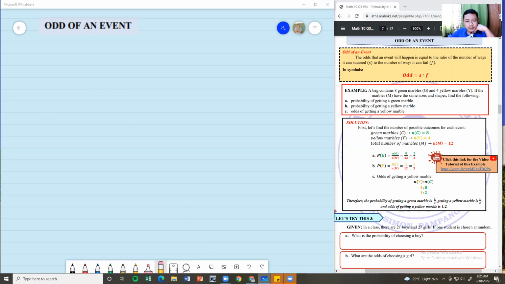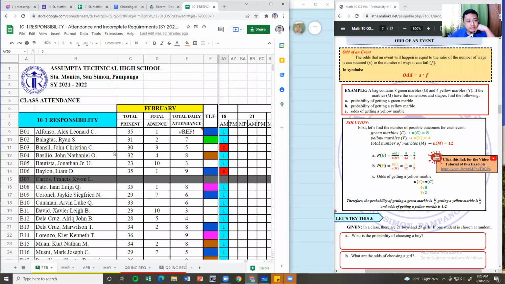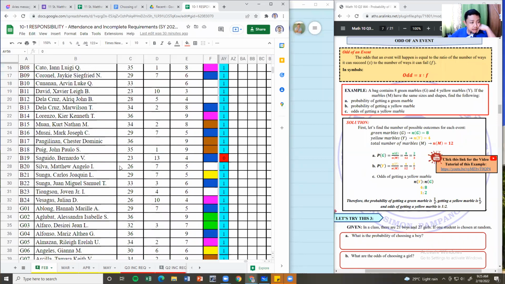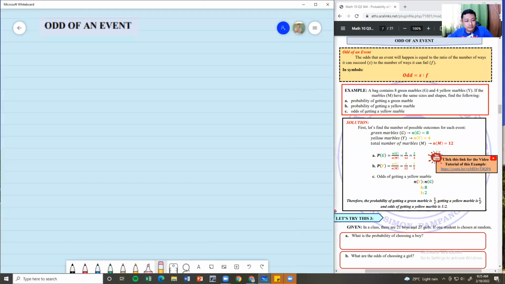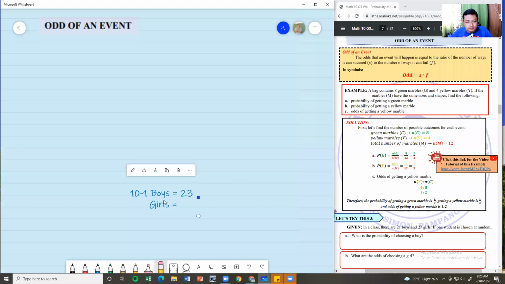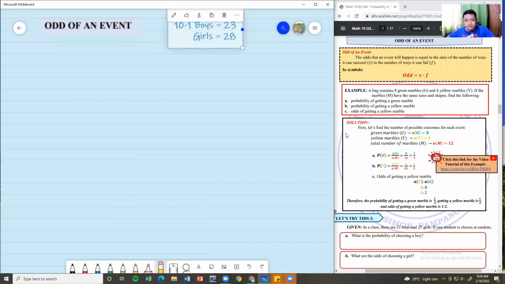How many boys do we have in 10-1? I would like to make use of the 10-1. How many boys do we have here? So we have 23, because less one na tayo. So in 10-1, boys are 23. While the girls, how many are girls? Let me see. The girls are 28. Ayan.